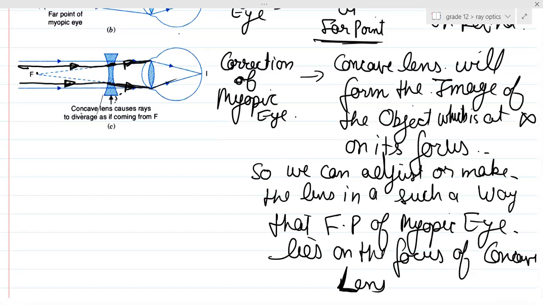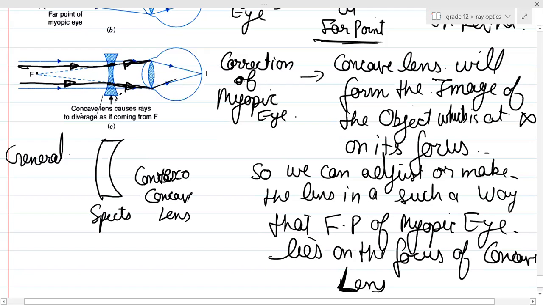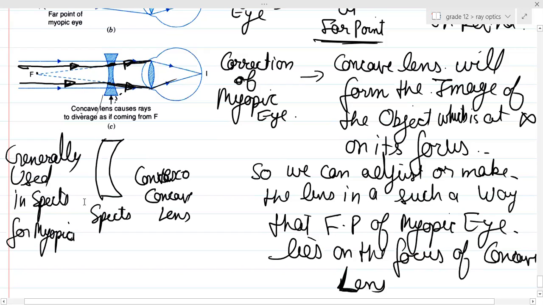So this is how this thing is corrected. It is not necessary that a biconcave lens is used. Sometimes people use a concave or convex lens, and you might have seen this lens much more often in specs. Oh, sorry, a convexo-concave lens. This is generally used in specs for myopia, right? If anyone has a myopic eye, you might see this. It generally has this form. It's a convexo-concave lens, and it's diverging only.